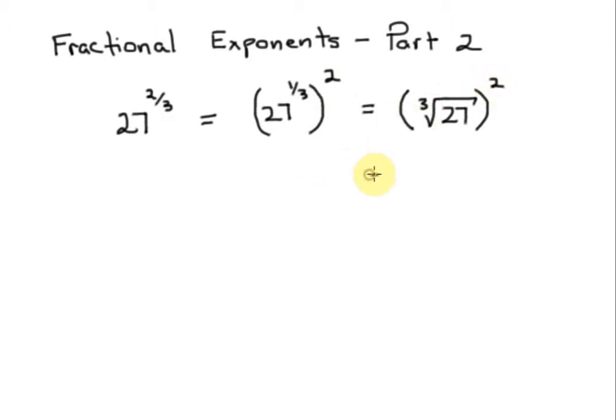So that means cube root of 27, that's just 3. And I'm going to square that 3. So my answer is 9.